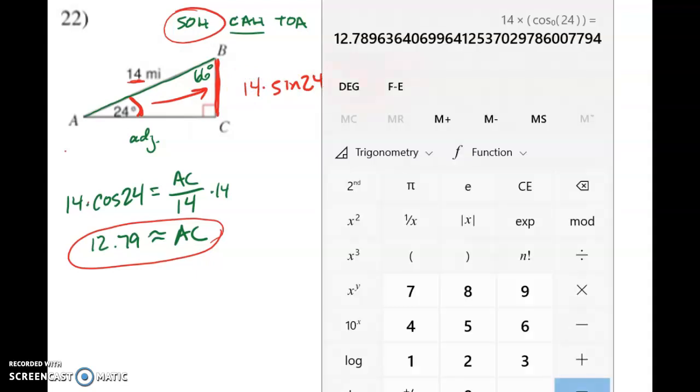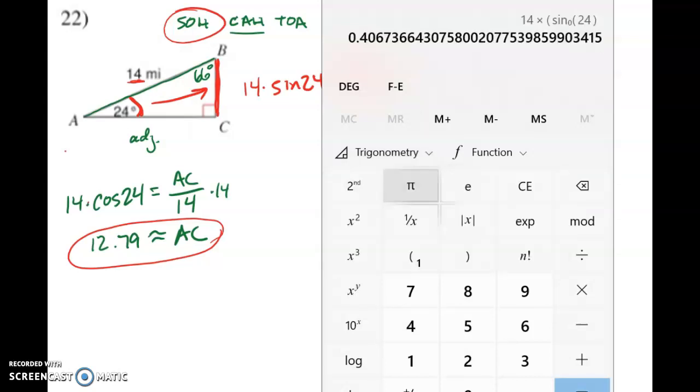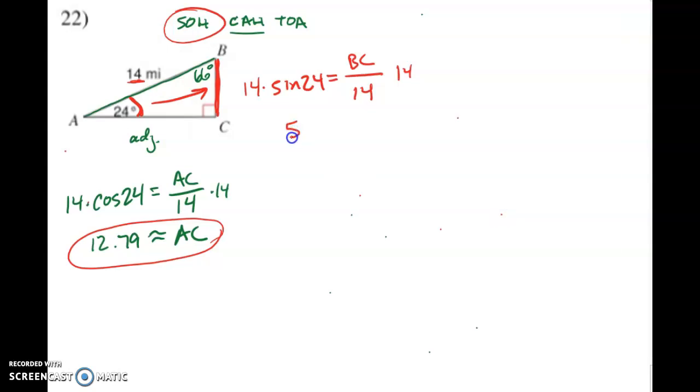Pull out my calculator. I got 14 times, use your parentheses, the sine of a 24-degree angle. Enter the angle first. Take the sine of that. Check your calculator syntax to make sure that it's exactly what you want. This is exactly what we want. 14 times the sine of 24. Hit equals, and we get about 5.69 for our missing side, and we're done.